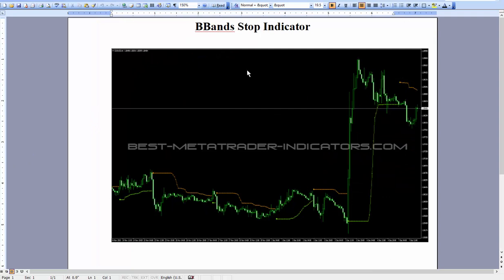I don't want this video to go too long, and I've got a bunch of them I want to go through, some of my favorites. This is the BBands stop indicator, and as it changes colors, you're either going to be buying or selling. Look at this run that went up there. It's a pretty good indicator.